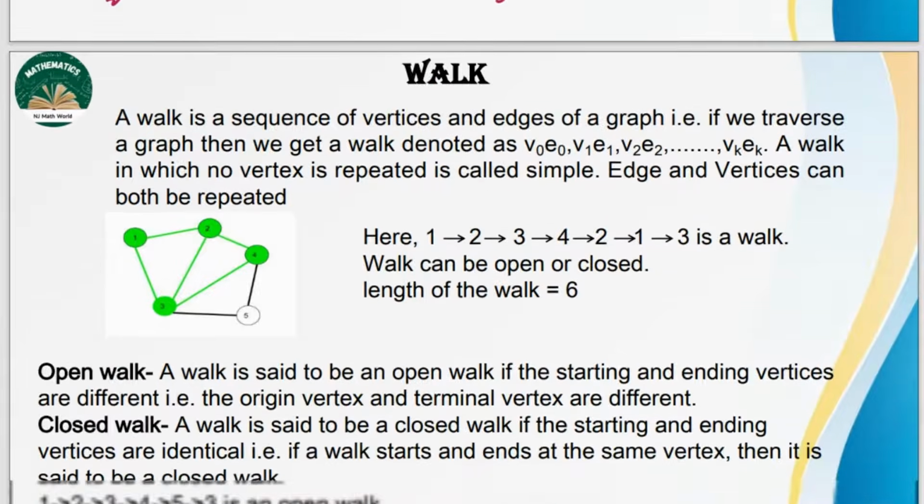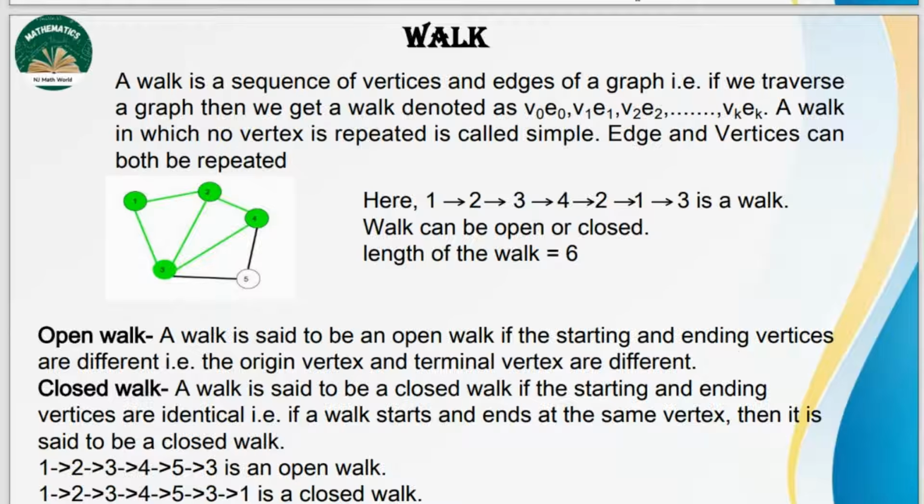Then, moving on, the next one is called a walk. What is a walk? A walk is a sequence of vertices or edges of the graph. It is a sequence of edges in a graph.